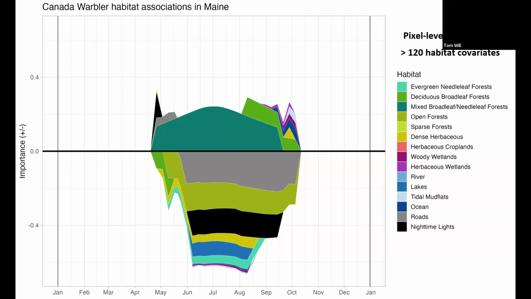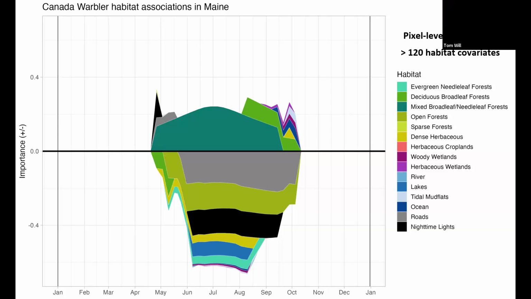So you can actually go in and pick every single pixel where we have a prediction. You can see how important each habitat type is for every single pixel, for every single week, throughout the whole year. It's really cool information, but at the same time, now we see why nobody downloaded and used it. You really have to have those questions nailed down.